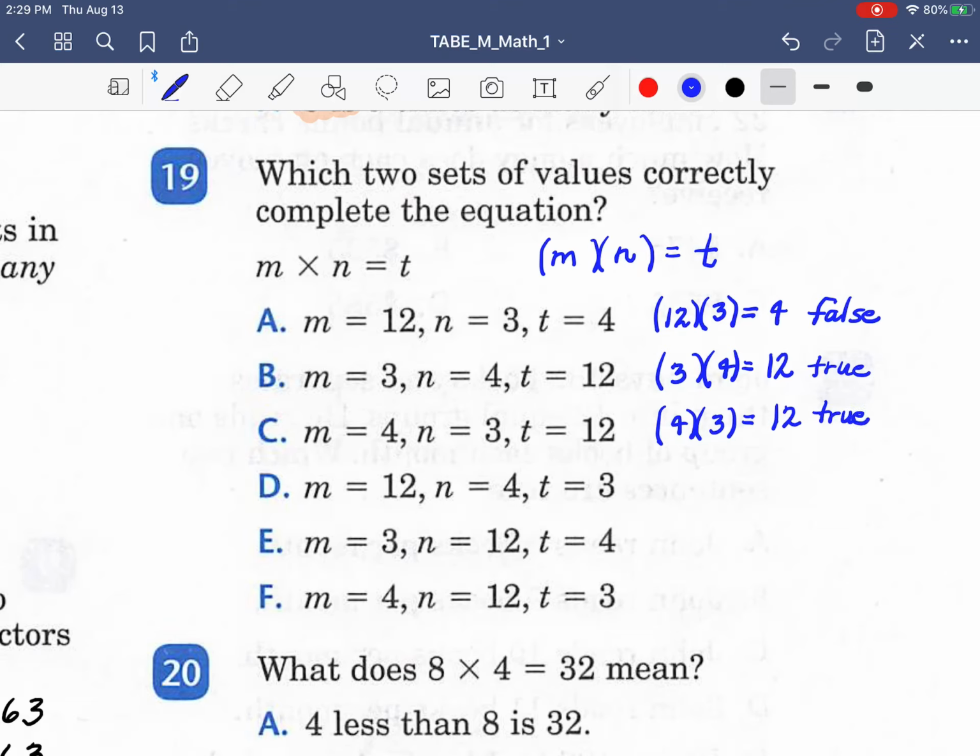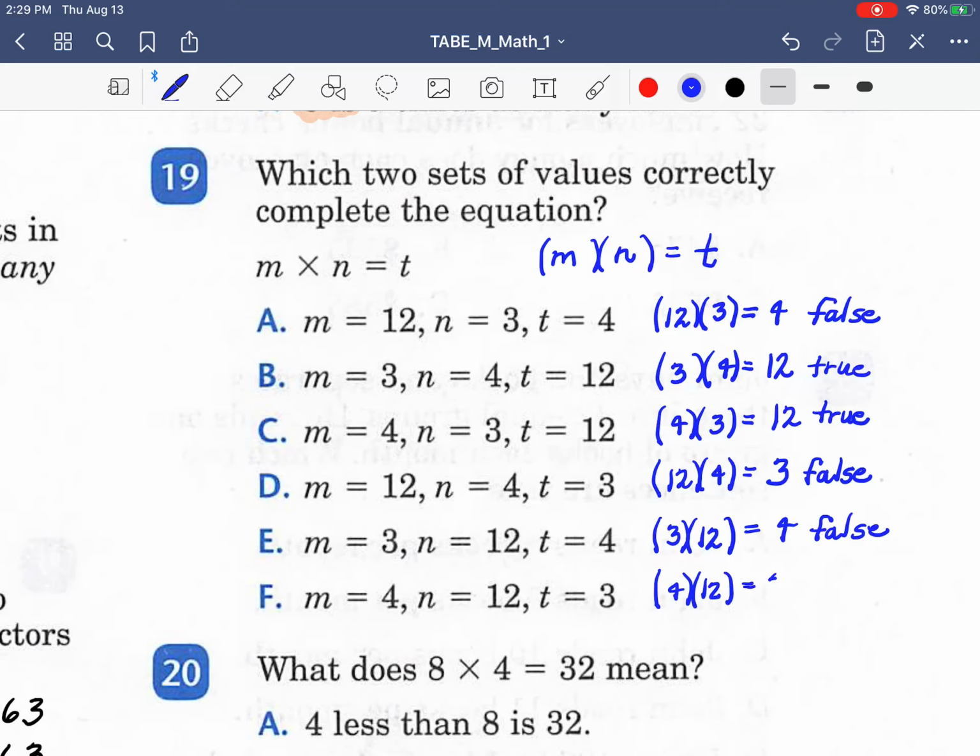Yes. 12 times 4 is 3. That's false. 12 times 4 is 48. 3 times 12 is 4. No, 3 times 12 is 36. 4 times 12 is 3. 4 times 12 is 48. So which two of them are true? We're going to have B and C. And again, on tape, you would have to mark both of those to get full credit for that item.